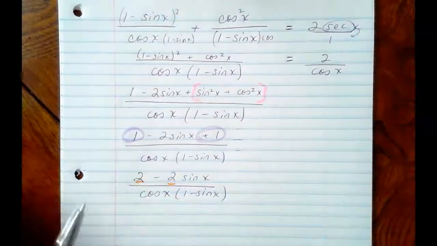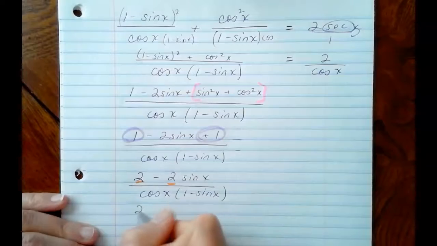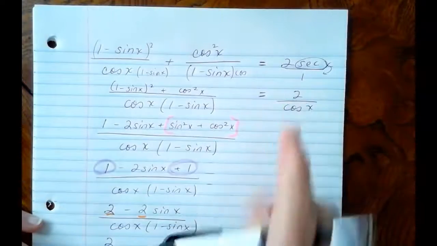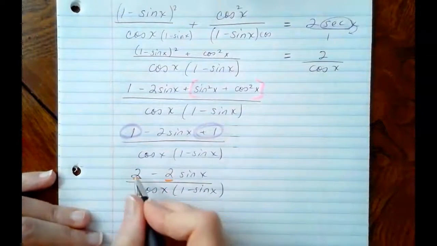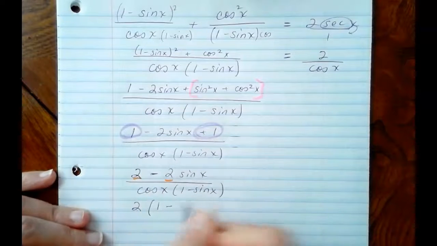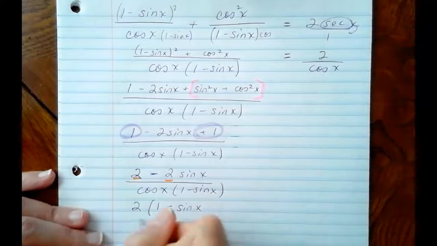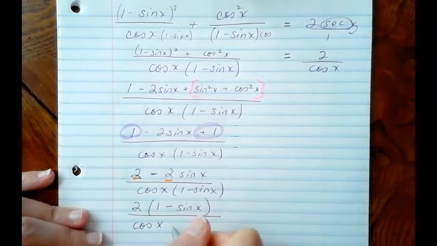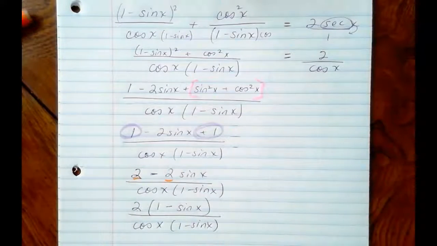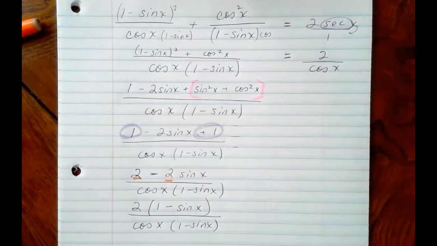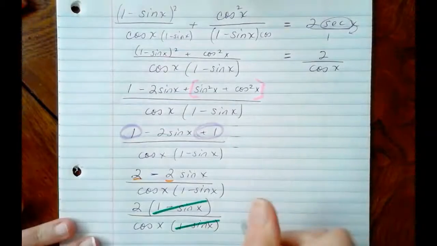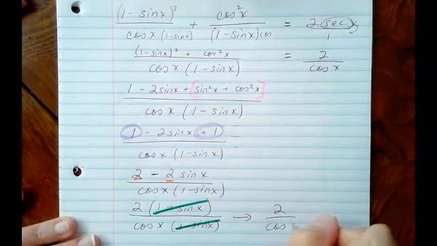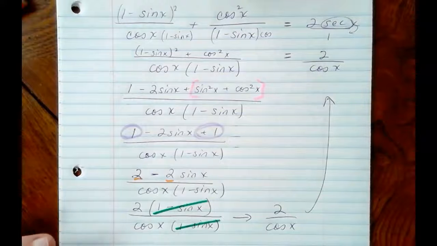We can take out the 2, and when we do that, we have 2, which, remember, is what we want on the top. 2 times 2 divided by 2 is 1, minus 2 sine x divided by 2 is sine x, over the common denominator, cosine x times 1 minus sine x. And now that it is factored, we can actually cancel. Remember, you cannot cancel until you factor. So we factored, and we can cancel out the 1 minus sine over the 1 minus sine, leaving us with 2 over cosine x, which is exactly what we want.